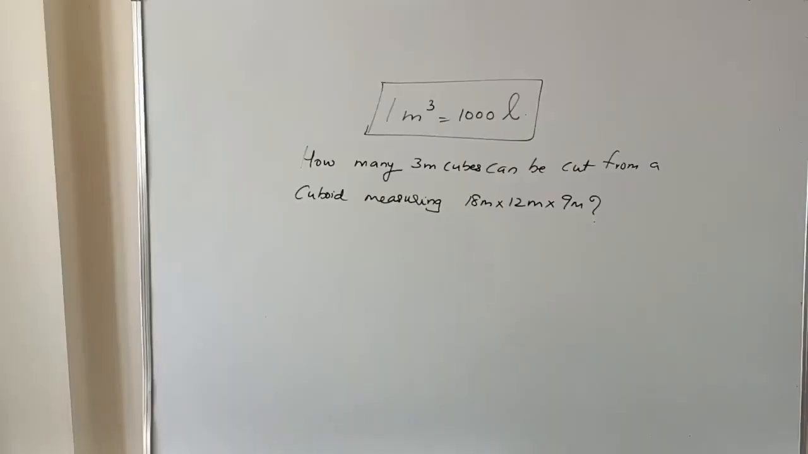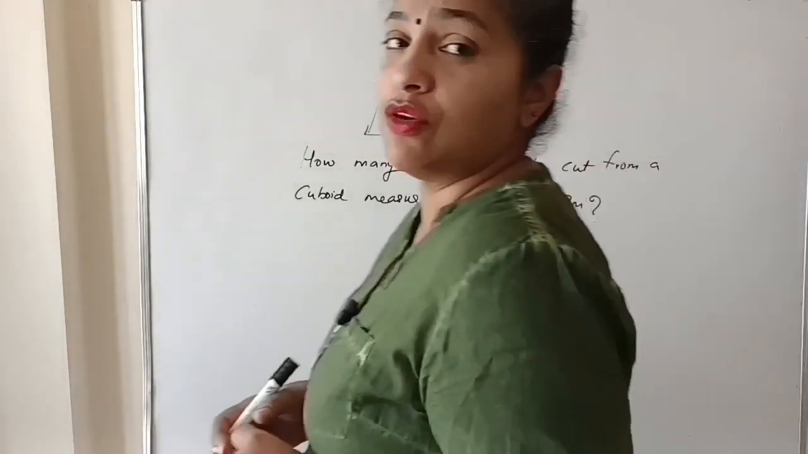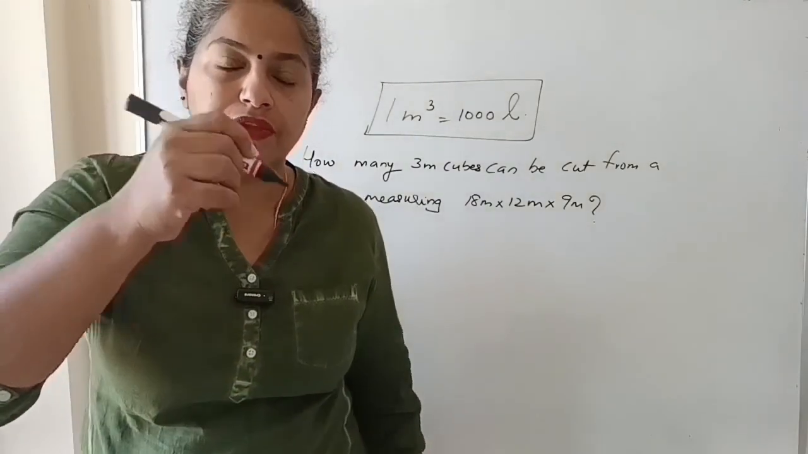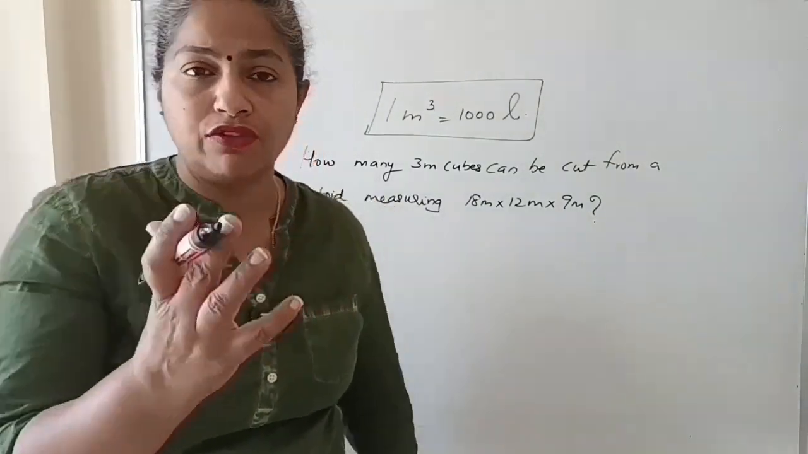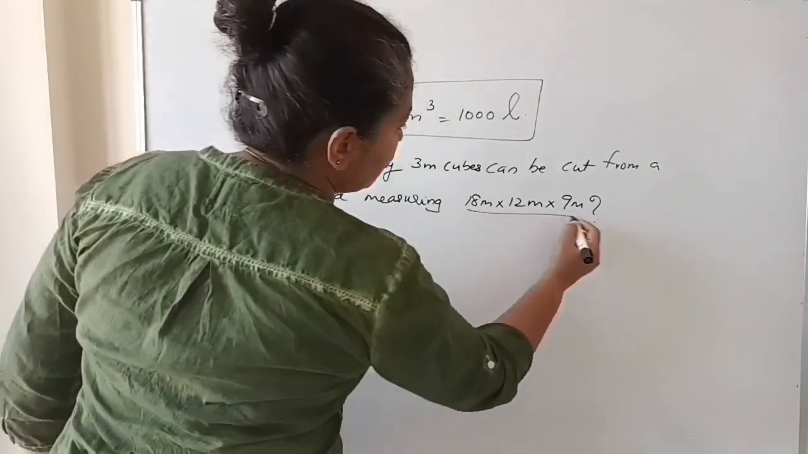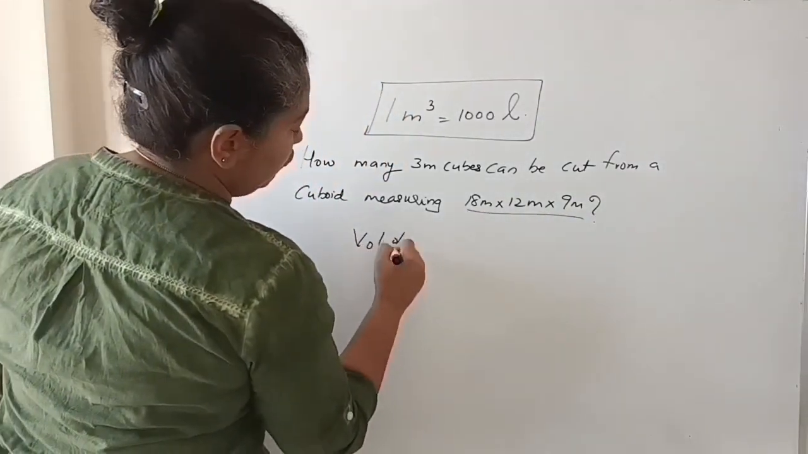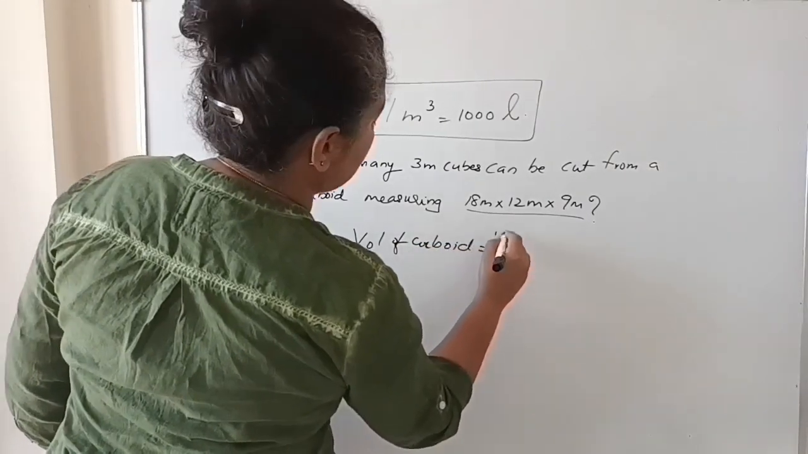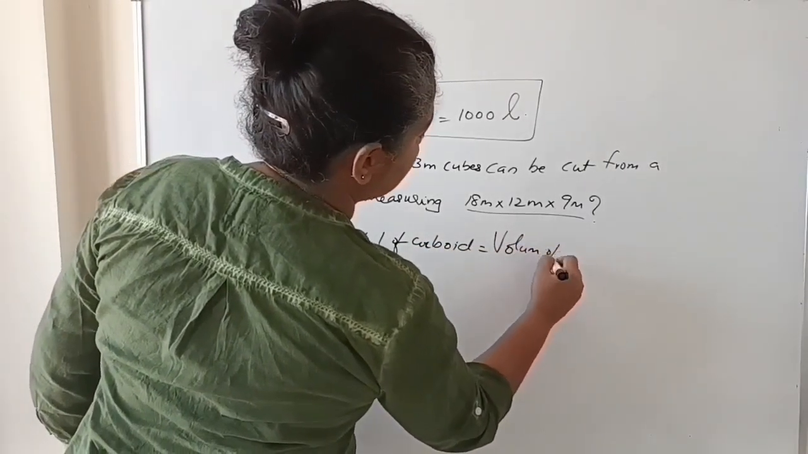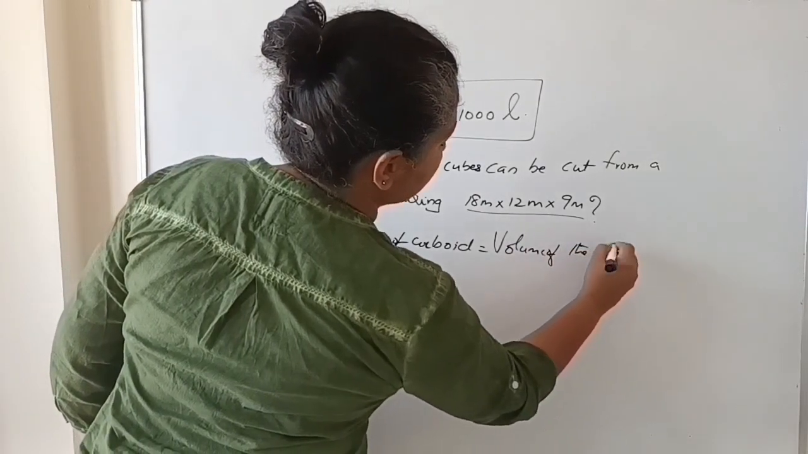How many 3 meter cubes can be cut from a cuboid measuring 18 into 12 into 9? So we are given the dimensions of the cuboid. We know that when the cuboid is converted from one shape to another, I told you that the volume will not change at all. So what is the volume of the cuboid? Volume of the cuboid is equal to volume of the cubes.